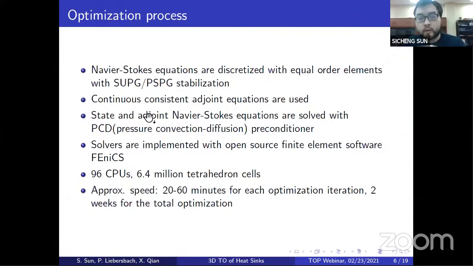This state equation and its adjoint equation are solved with the PCD (pressure convection diffusion) preconditioner. The preconditioner helps us get the equation to converge faster and better. The solvers are implemented with the open source software Firedrake, using the finite element method. Our computing platform is an Amazon instance machine with 96 CPUs. The whole domain is discretized into 6.4 million tetrahedral cells, and the speed of each optimization iteration varies from 20 minutes to 60 minutes. To get one design, the full time is around 2 weeks, actually less than 2 weeks.